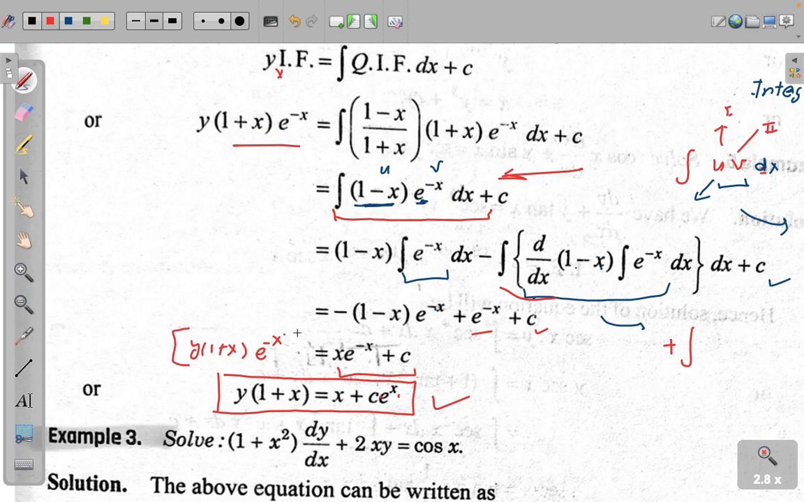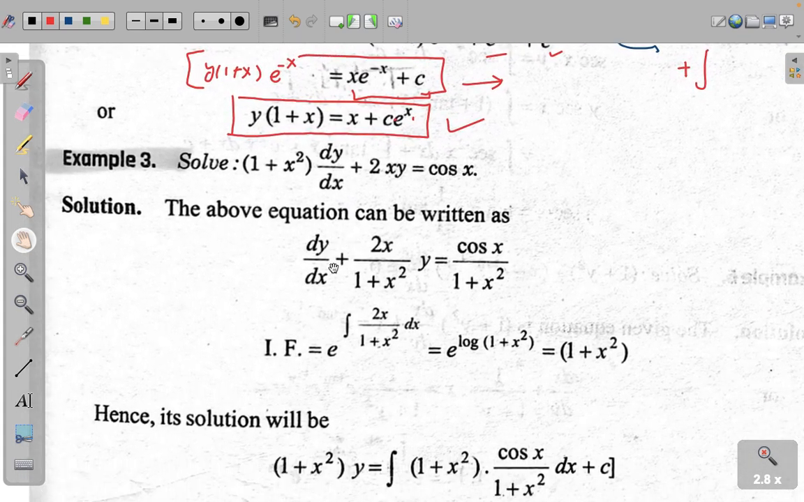This was also an answer if you write here that this is the final answer. Okay, this is also the answer. So there are many questions of this kind, you can see yourself.